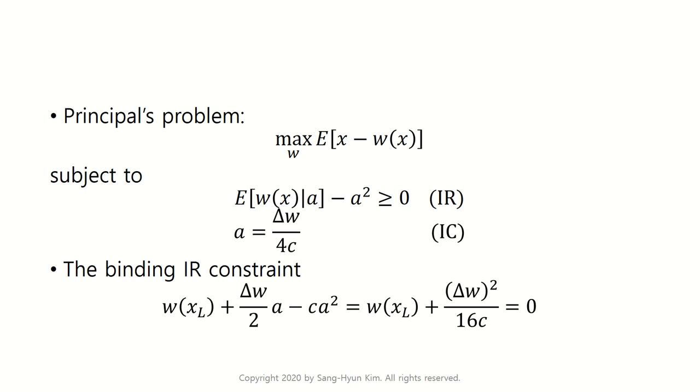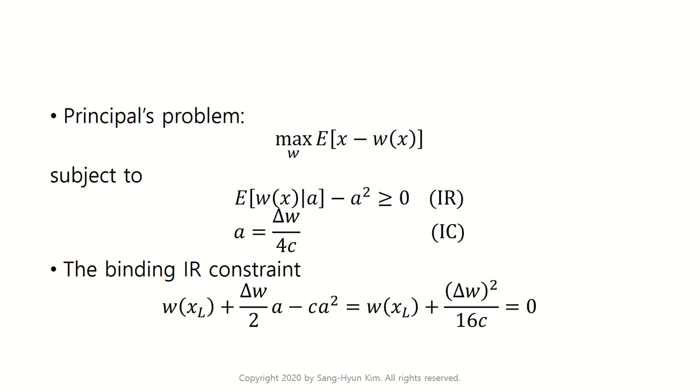This is the equation that we just derived, right? So the optimal effort level is delta W over 4C. So given the wage schedule, the best response of the agent, the optimal effort, is given by this equation. So optimal effort is delta W over 4C.